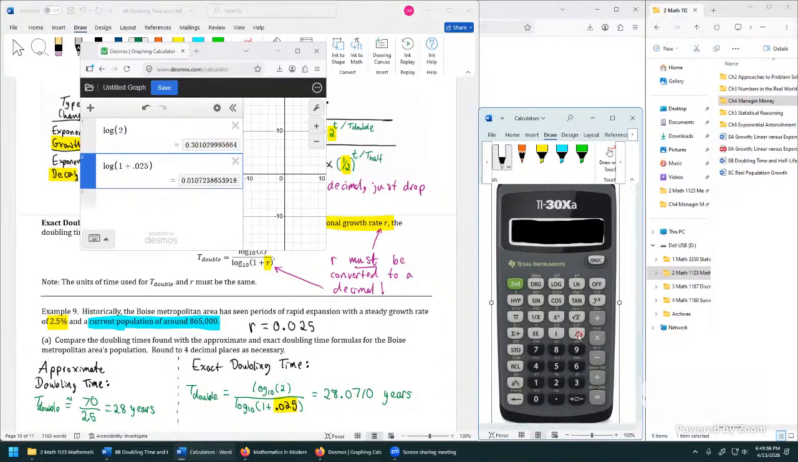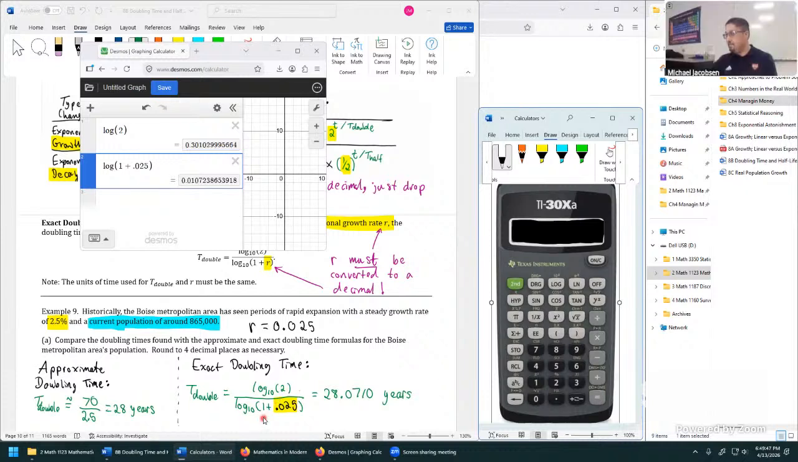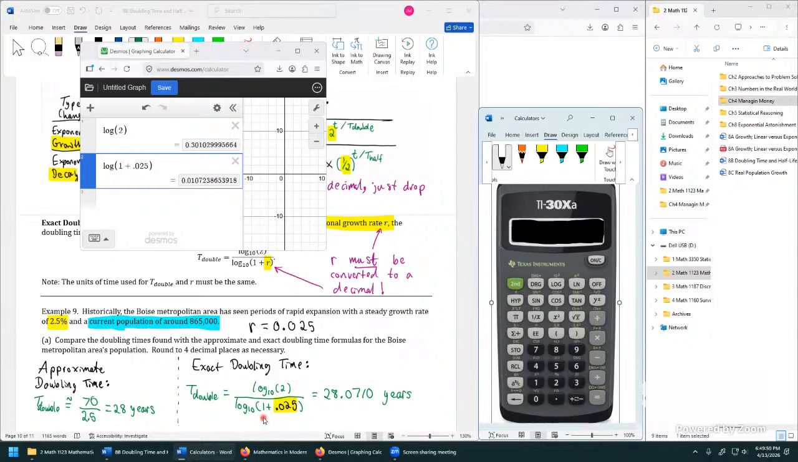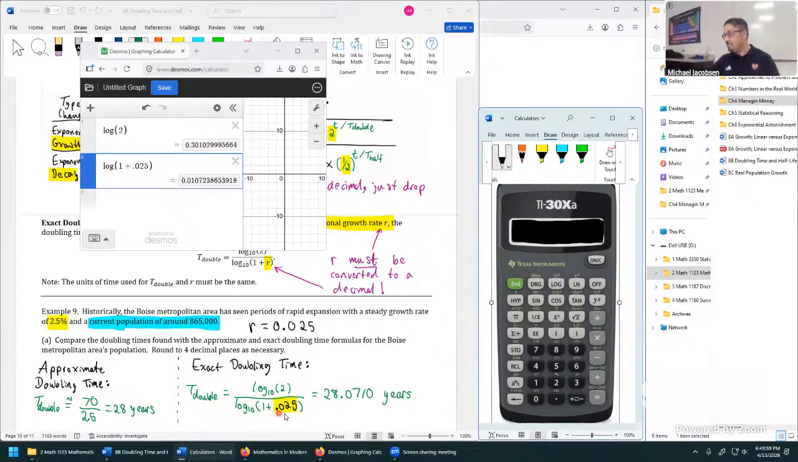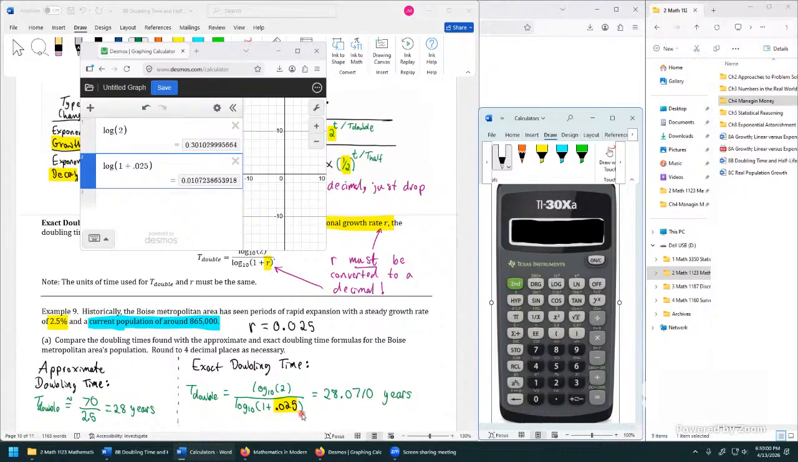I just tried it out on mine, and you don't even have to do the parentheses part. If you do the numerator, log 2, divide by, and then 1.025, and then log again, then you get the denominator. That way, if you hit the equals symbol, it will do the whole number out in one line.